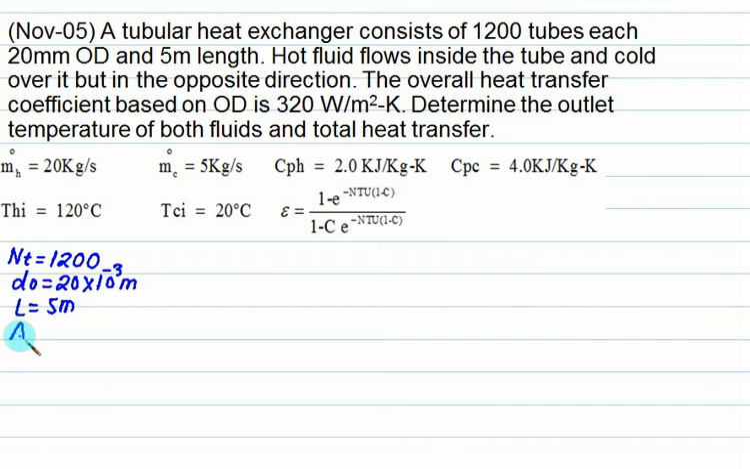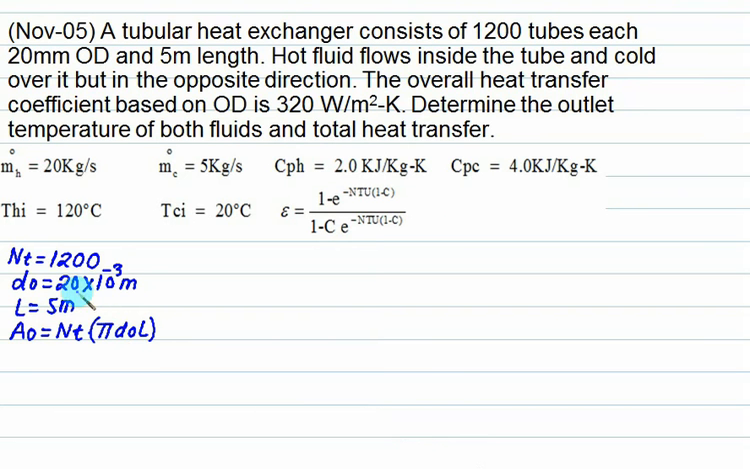So the total heat exchanger surface area is the number of tubes multiplied by pi d O multiplied by L. Pi d O L is what? It is the surface area of one tube, multiplied by the number of tubes will be the total surface area.